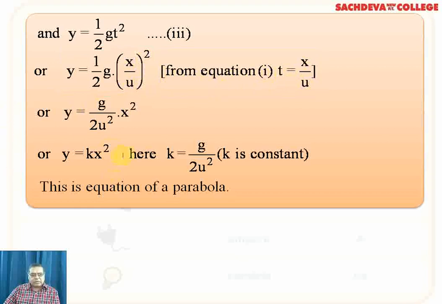Therefore, this formula will become y is equal to half g into x over u whole square, or y is equal to g over 2u square. We will open up the brackets. So g over 2u square into x square, or y is equal to kx square. x square is as it is, but g over 2u square is taken as equal to k. So k is equal to g over 2u square. k is constant, and this is the equation of a parabola.